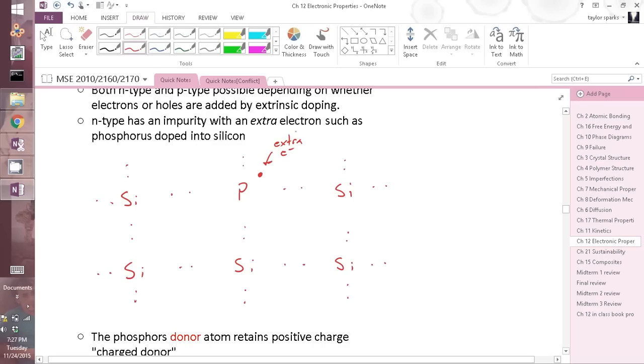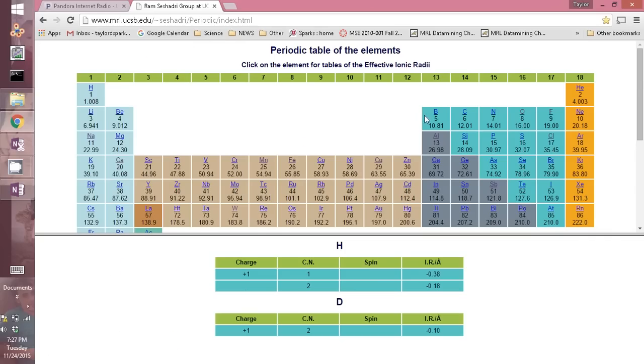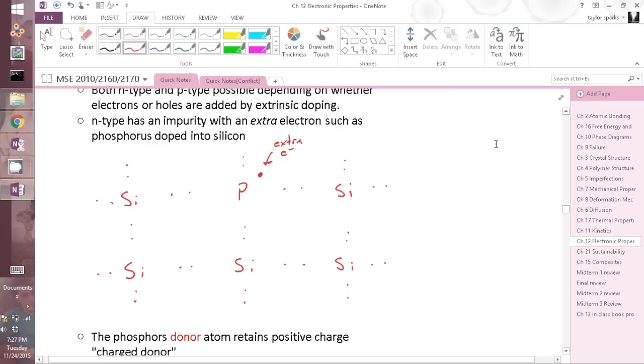This extra electron isn't tied up in bonding, so that means it's not going to be quite as tightly held as the other ones. That doesn't mean that it's not tightly held at all. After all, phosphorus has 15 electrons, so it must have 15 protons, and the proton-electron interaction is still going to want to hold it, but it's not going to hold it quite as tightly. Therefore, this electron is free to move, easily ionized. Ionized means it is taken away from the phosphorus, so it can become a free electron.